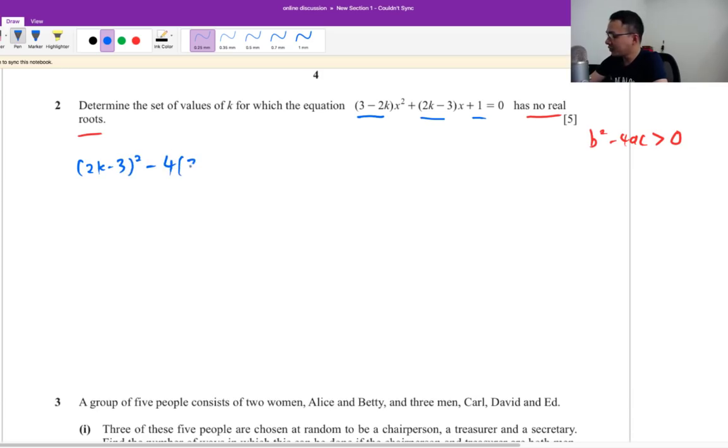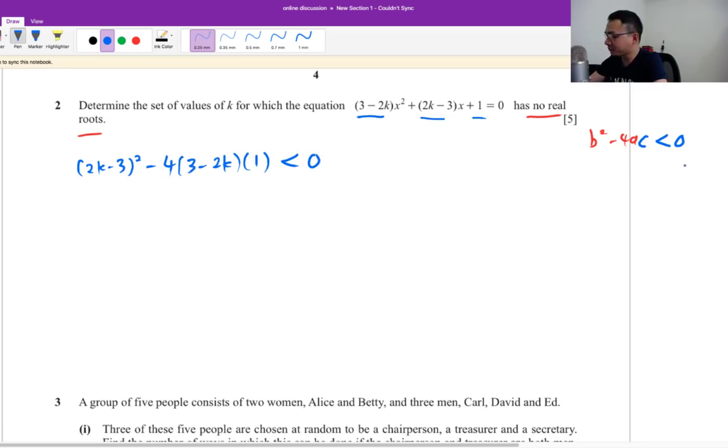A will be 3 minus 2k and c in this case is just 1. The discriminant is less than 0, not bigger than 0. No real root should be less than 0. Alright, so yeah, less than 0, because bigger than 0 actually means 2 distinct roots.